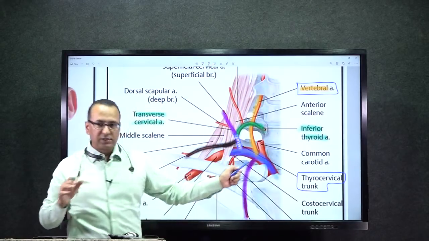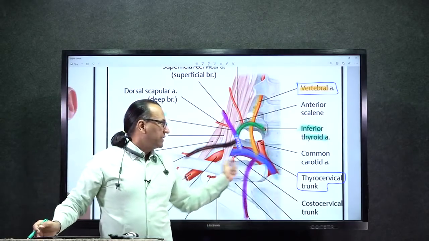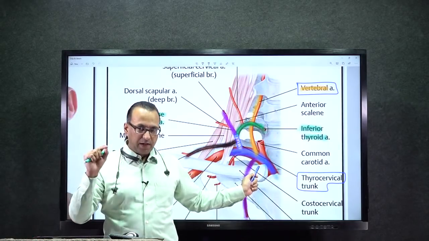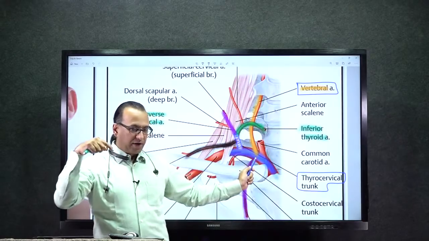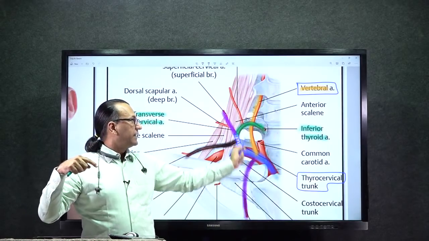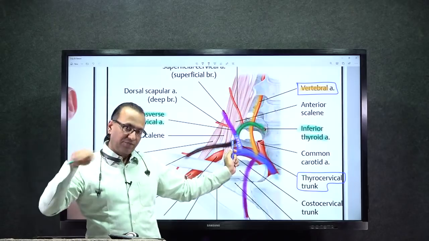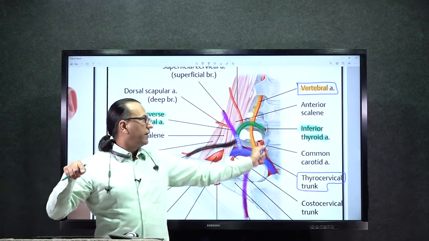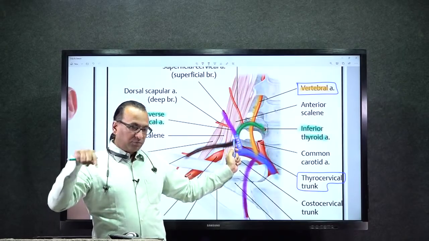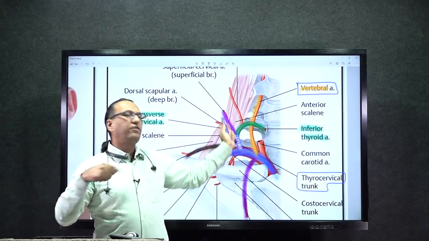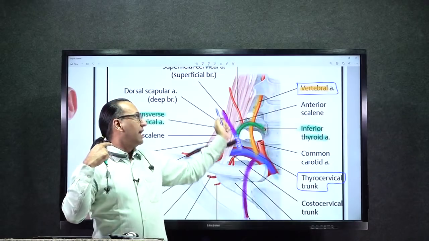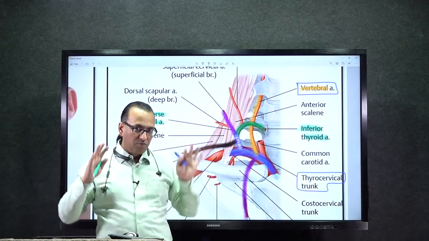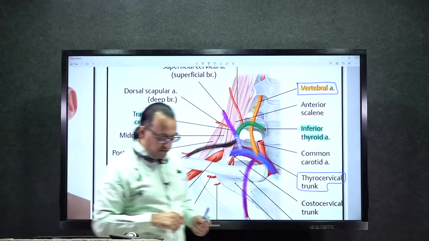Now, we have learnt the VIT branches. The first part of the subclavian artery gives the VIT branches: V for vertebral artery, I for internal thoracic artery, and T, the thyrocervical trunk, which itself gives SIT branches. S, suprascapular artery, I, inferior thyroid artery, and T, the transverse cervical artery running transversely in the neck region, hence the name. Now, we have to move further for some more details.